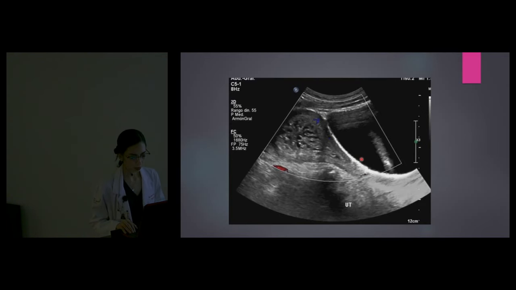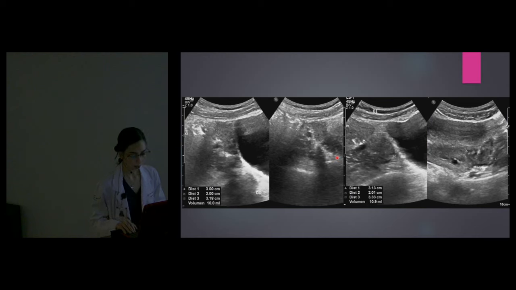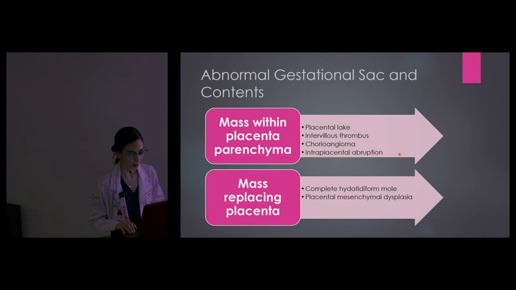The evaluation with color Doppler showed no vascularity, and the ovaries were normal in size and shape, as we can see in this image that corresponds with the right ovary and the left ovary. With these findings, we should think in the differential diagnosis of the abnormal gestational sac and contents, and as we routinely evaluate the whole placenta in orthogonal views, we must be able to identify the anatomic location of a mass.